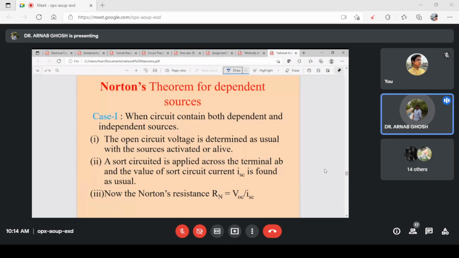When there are only independent sources, you just calculate the short circuit current and the Thevenin's equivalent resistance or Norton's equivalent resistance. But with dependent sources, you first have to calculate the open circuit voltage, then calculate the short circuit current, and then your Norton's resistance will be Rn equals VOC by ISC.